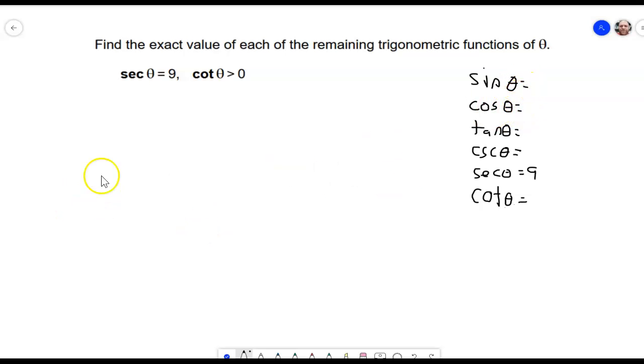Alright, so right away, if the secant is equal to 9, I know that the secant is defined as 1 over cosine, so I can just take the reciprocal of 9, so I know cosine is just 1 over 9. That's an easy one, but the rest of them are going to be a little bit more difficult. So let's figure out one of the ways we can solve this.